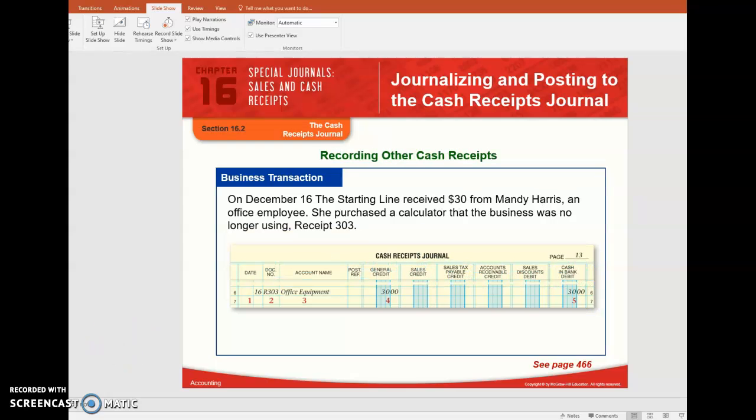No difference than what we've been doing in chapters 14 and 15, but now we're going to get into those specific special journals. This one is a little different, where you're going to use this general credit. If you look at this, she received $30 from Mandy Harris, an employee. She purchased a calculator that the business was no longer using. So this is kind of unique. That's when you use that general credit and this cash and bank debit.